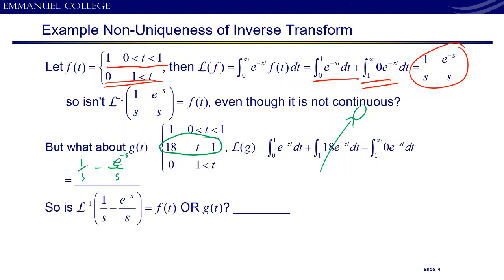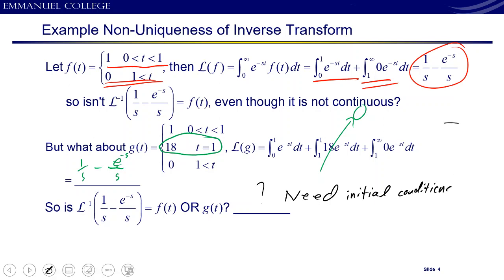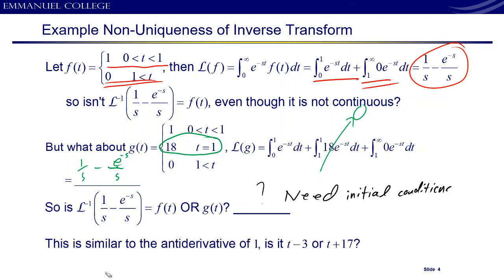So your question is, what's the Laplace transform? Is it f of t or g of t? In this case, you kind of just don't really know. What we're missing, and this is going to be important, is some sort of initial conditions. Because right now, this is the situation I was talking about and why I made the comparison to antiderivatives.